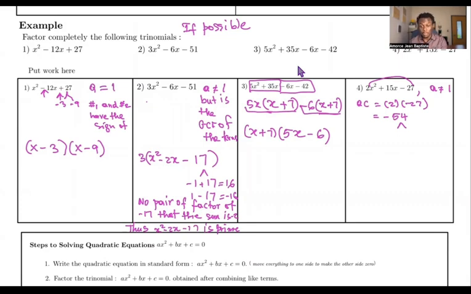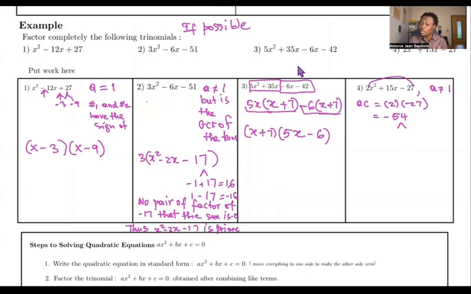Now, because B and C have different signs, both of the factors will have different signs as well. That's the only way you can have the negative here. They have to have different signs. Now let's find two factors of negative 54.